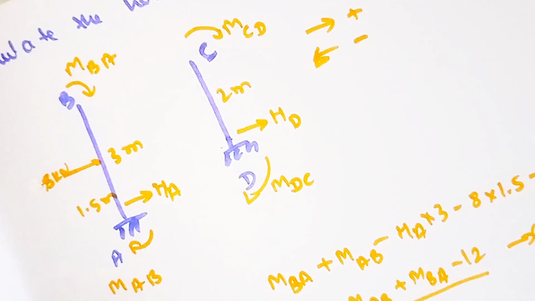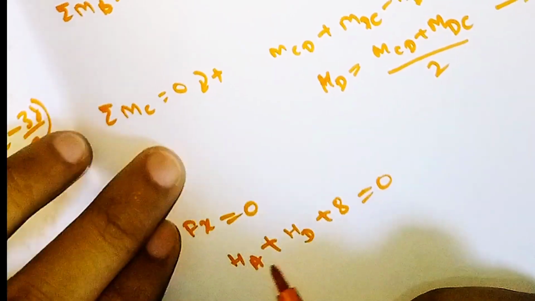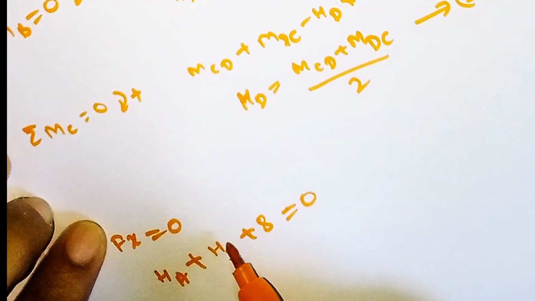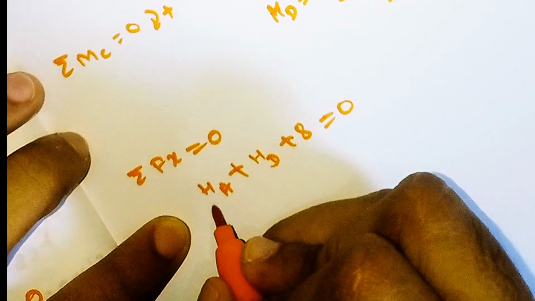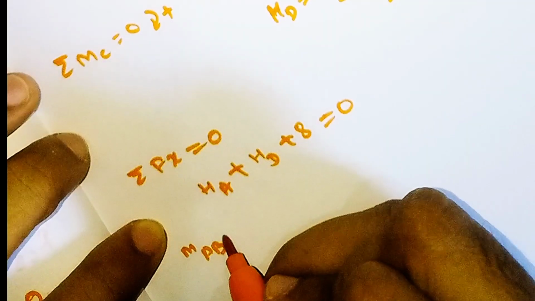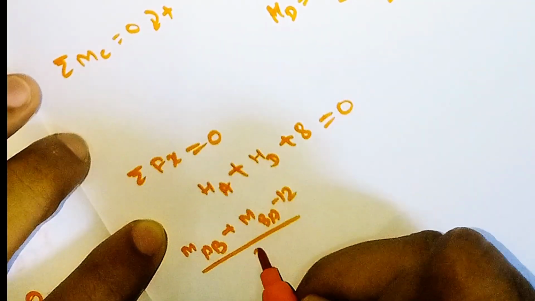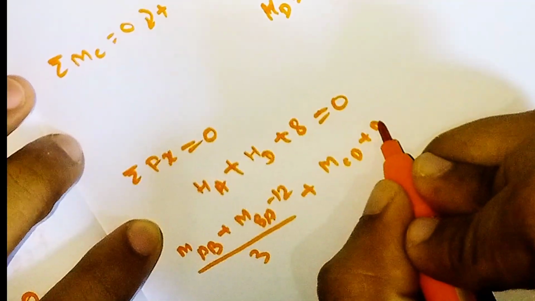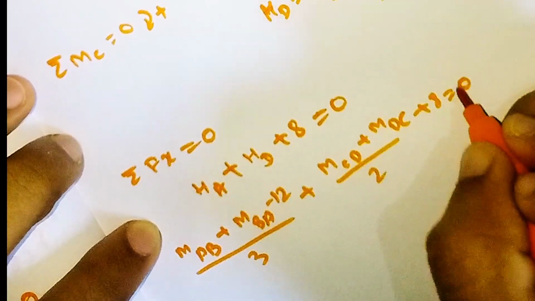So we need to add all the horizontal reactions. Now substitute the HA and HD values we got. Whatever we got for HA and HD, we need to put into this equation to simplify. Our HA value was (MAB plus MBA minus 12) divided by 3, plus the HD value we got, which was (MCD plus MDC) divided by 2, plus 8 is equal to 0.